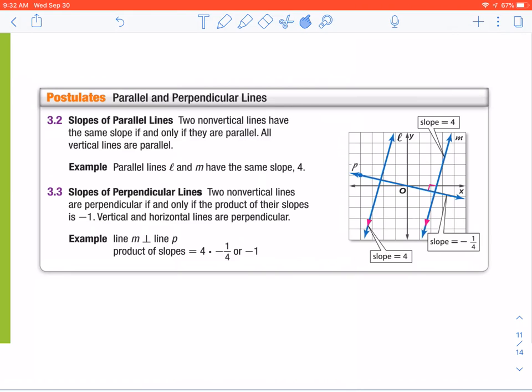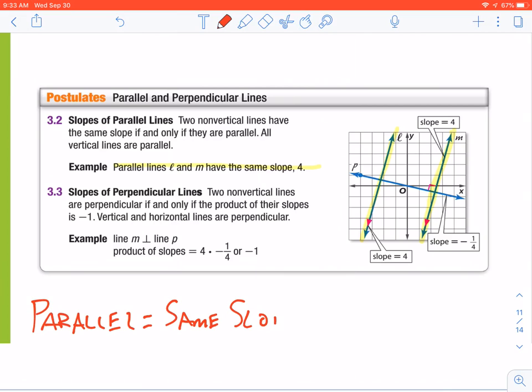Okay, slopes of two parallel lines, which I'm going to highlight here in this picture, here and here. You can notice that those two lines have the same slope. They have the same rise over run. They're in a different place on the graph, but they have the same slope. So if two lines have the same slope, they are parallel. So what you might want to write in your notes is parallel lines, just say parallel, same slope.